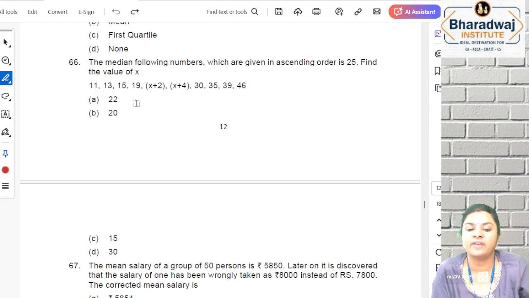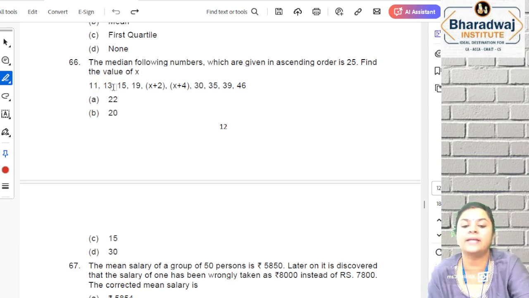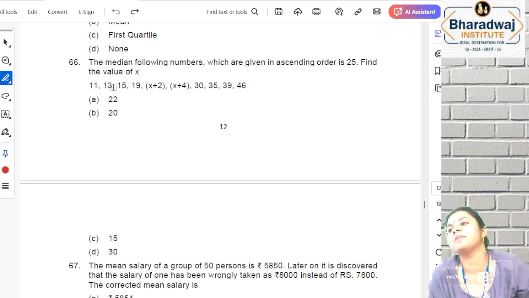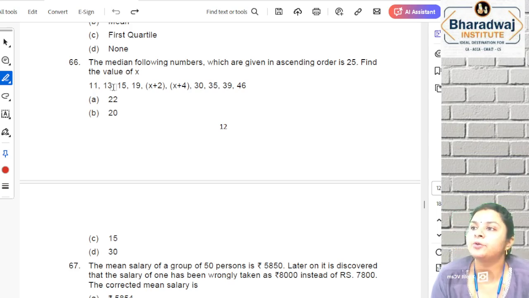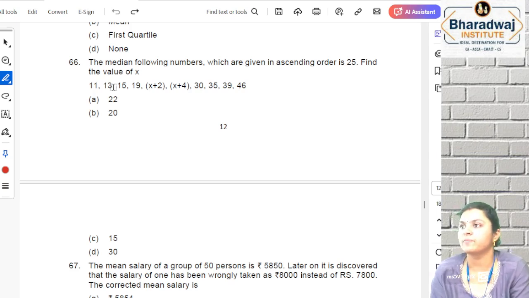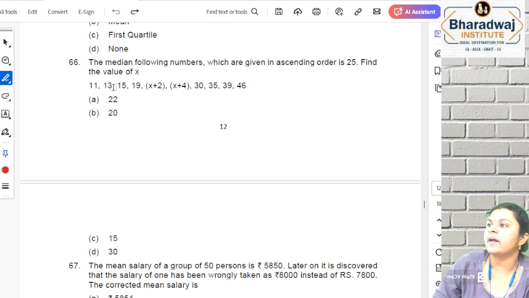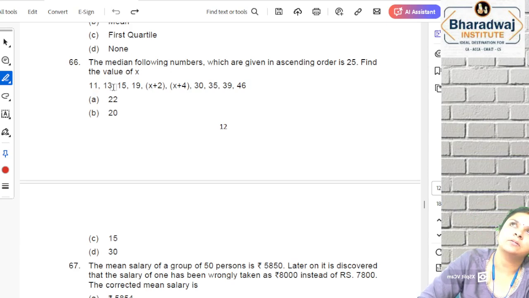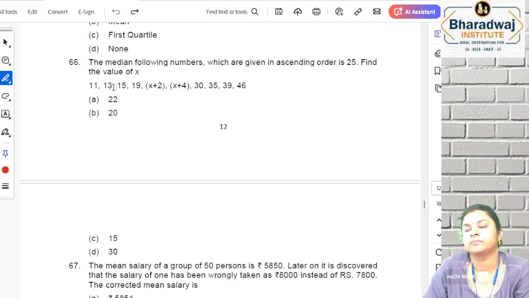The median is 25. They are arranged in ascending order. So 1, 2, 3, 4, 5, 6, 7, 8, 9, 10 observations are there. So with 10 observations, the median is given as n by 2 plus 1, so the fifth and the sixth position. 5 is x plus 2, 6 is x plus 4. So x plus 2 plus x plus 4 divided by 2 is equal to 25. So 2x plus 6 equals 50, 2x equals 44. x equals 22.